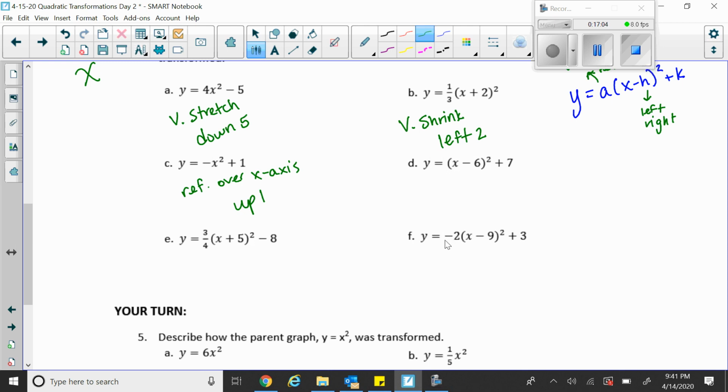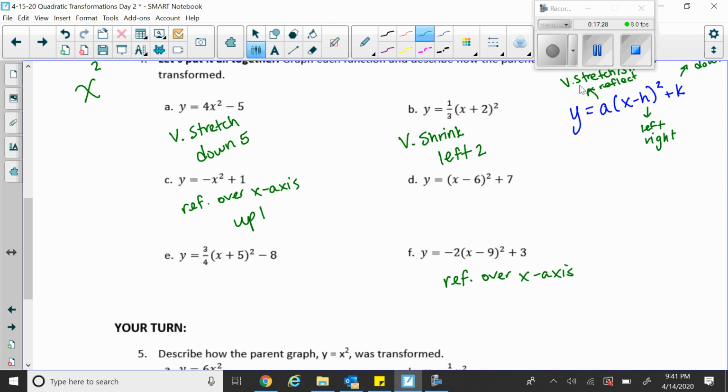So first, let's address the fact that it's negative. So negative is going to reflect it over the x-axis. That's what the negative does. But then we've also got to talk about the fact that there's a 2 here. Well, 2 is bigger than 1, and remember, it's an A value because it's being multiplied. And if A is bigger than 1, because we've already talked about the negative, now I'm just looking at the 2 itself. 2 is bigger than 1, so it's going to vertically stretch it. So that's what the 2 does. So the -2 reflects it over the x-axis, and it vertically stretches it.